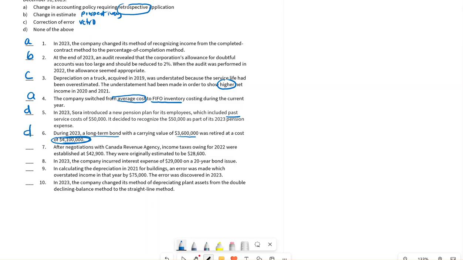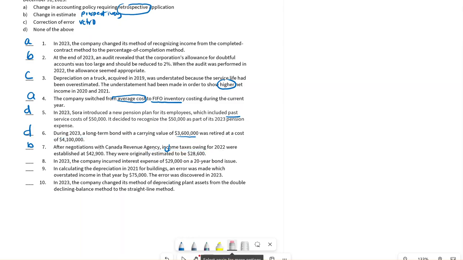Number 7, after negotiating with Canada Revenue Agency, income tax owing for 2022 was established at 42,000. The original estimate amount was 28,000. So we estimate how much we owe without doing the income tax return. So what we did is we estimated it, and our estimate was incorrect. So what we have to do, it is a change in estimate.